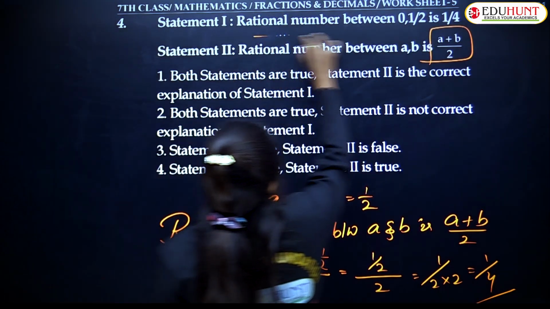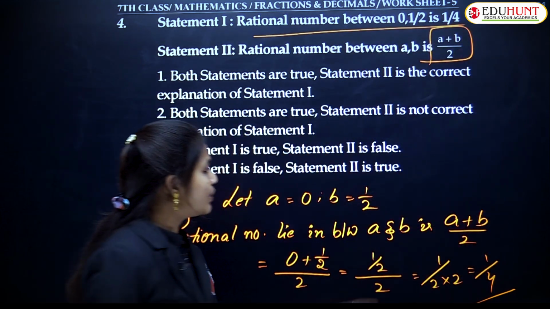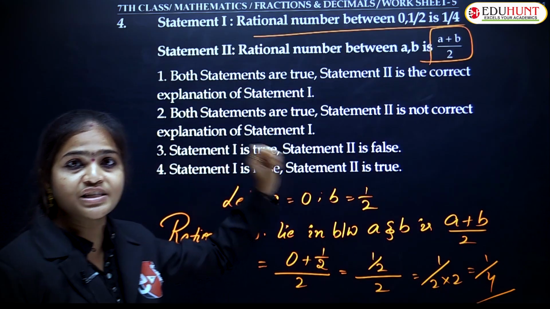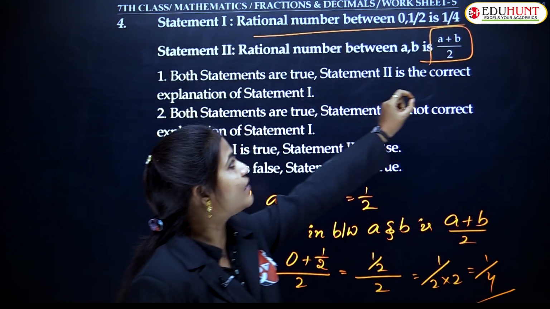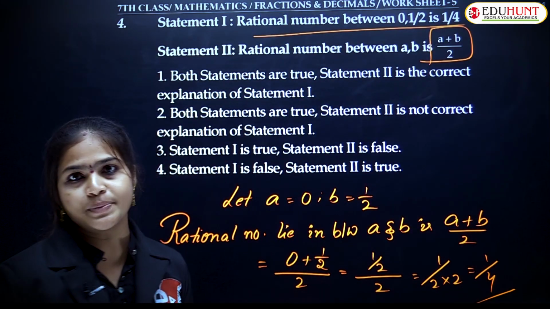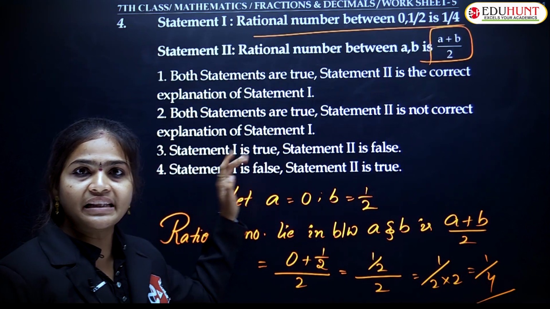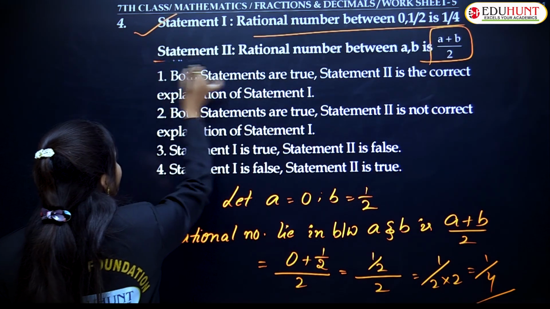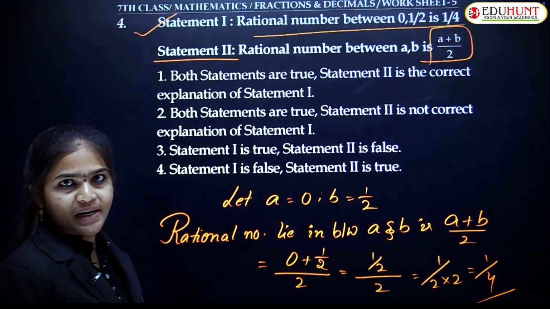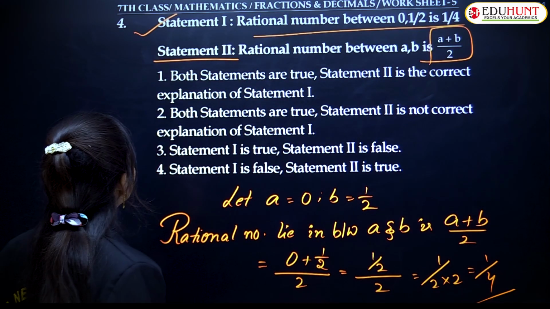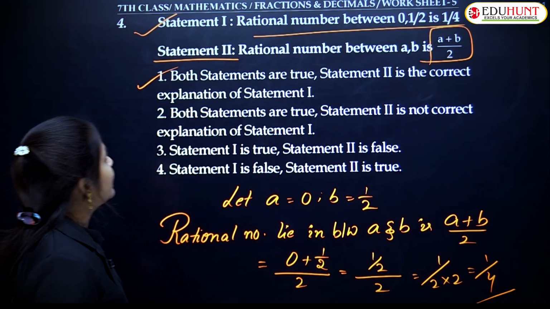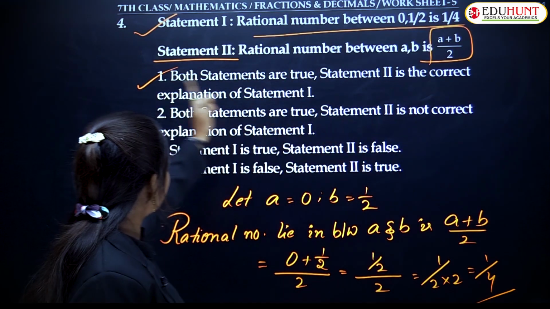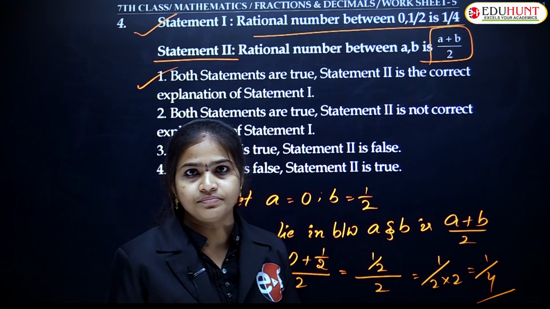Rational number between 0 and 1 by 2 is 1 by 4, and the formula used to find the rational number which lies exactly in between a and b is (a plus b) by 2. Understood? As per that, statement 1 is true and statement 2 is the correct explanation of statement 1. Then which option is correct here? Option 1 is correct, which is both statements are true and statement 2 is the correct explanation of statement 1.